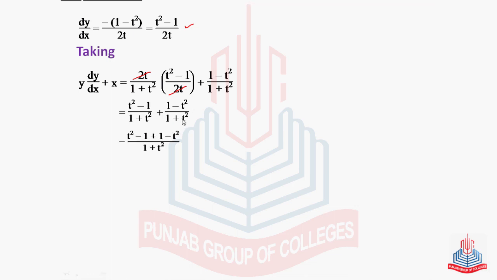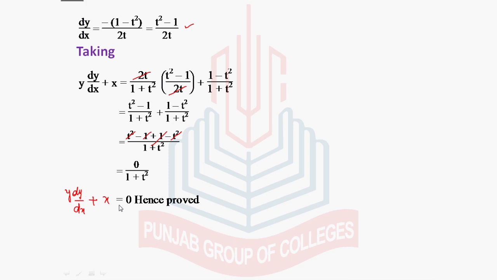So now simplifying by taking LCM, 1 plus t square will be the LCM, and we have t square minus 1 plus 1 minus t square, and the terms t square and minus t square will be cancelled out, and minus 1 plus 1 will be cancelled out. So in the numerator we have only 0 divided by 1 plus t square, which will become 0, and this is actually our required proof, which was y dy by dx plus x is equal to 0. So hence proved our required result.